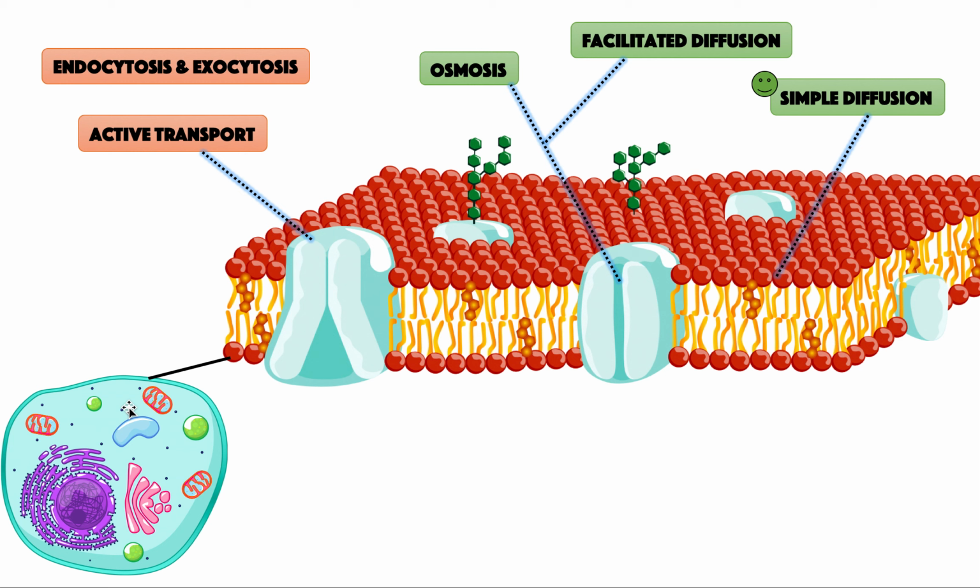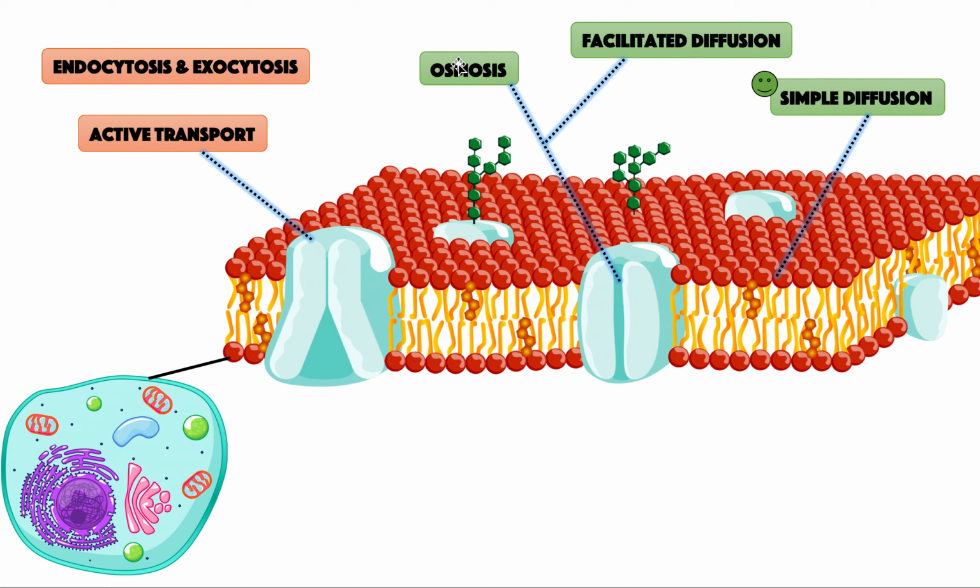So what are the ways by which things can be moved into and out of the cell? There are many ways. Simple diffusion, facilitated diffusion, osmosis, endocytosis, exocytosis, active transport. So it's these 5 key ways. In this video, we're only gonna be focusing on simple diffusion. Notice, simple diffusion is a method of membrane transport that does not require a protein. It requires just the membrane, and you'll see exactly what I mean by this.